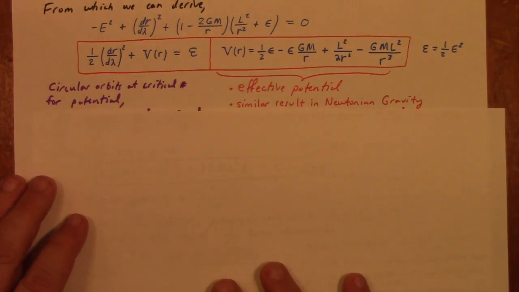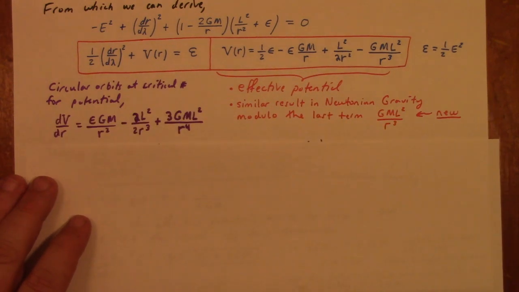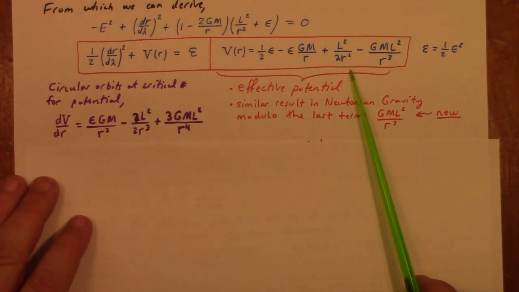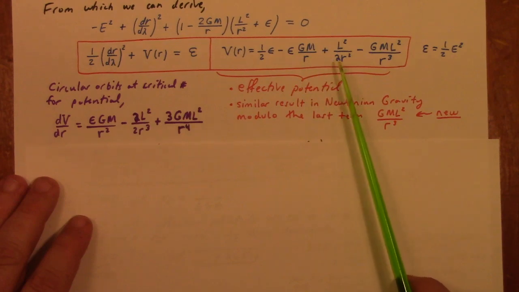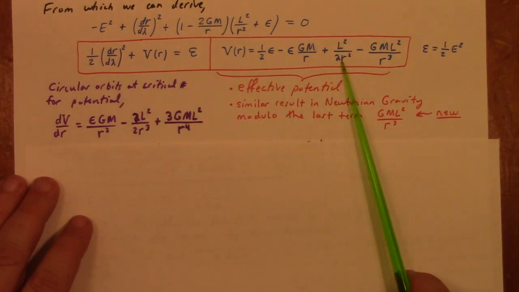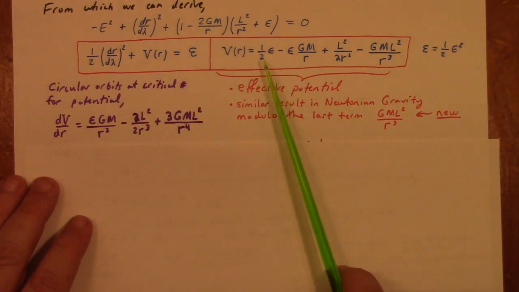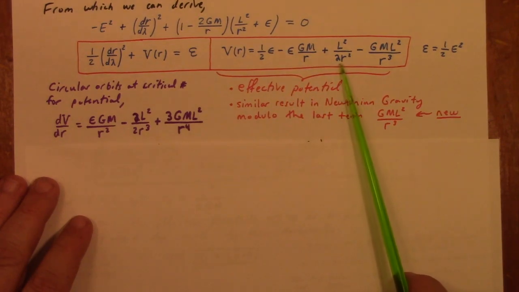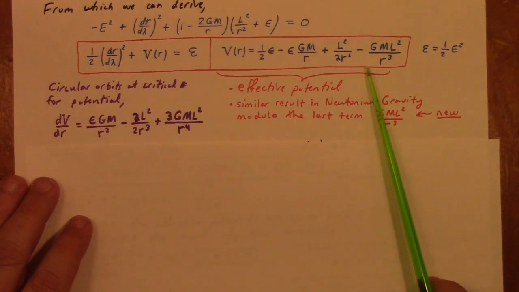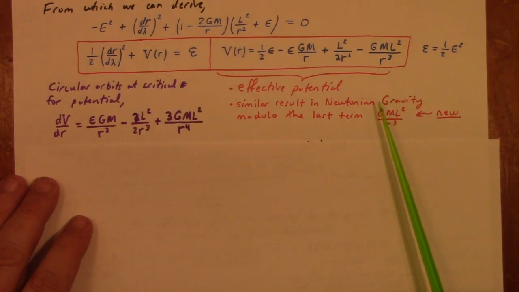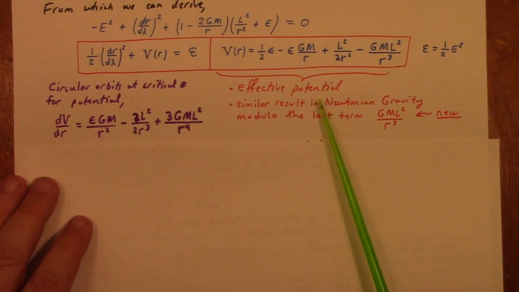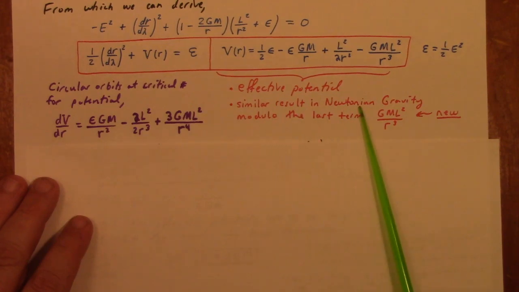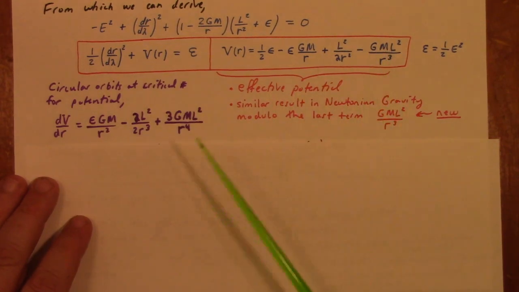Now, if you've taken junior level classical mechanics, this will be reminiscent of when you studied the central force problem. And you'll recognize this as the effective potential for Newtonian gravity. But then there's an extra thing. This r cubed term is new. All right, so this is the effective potential. And again, it's very similar to Newtonian gravity except for the last term.